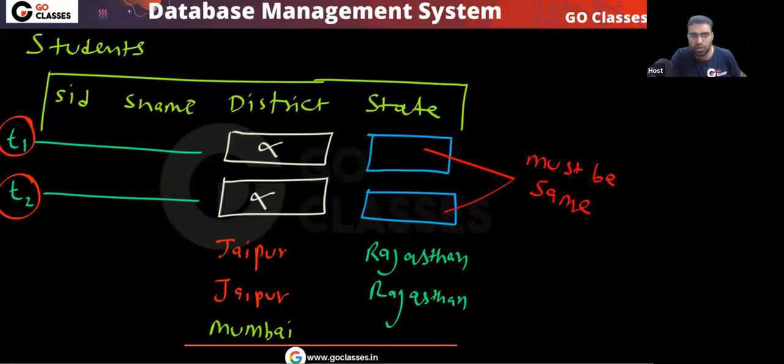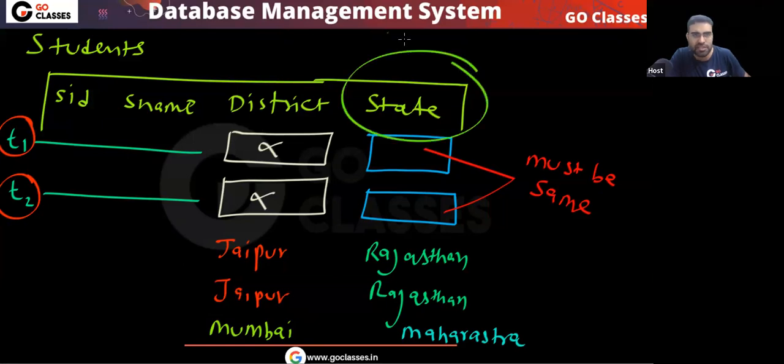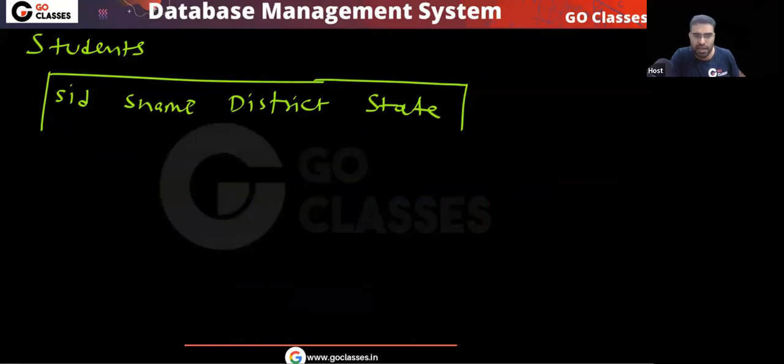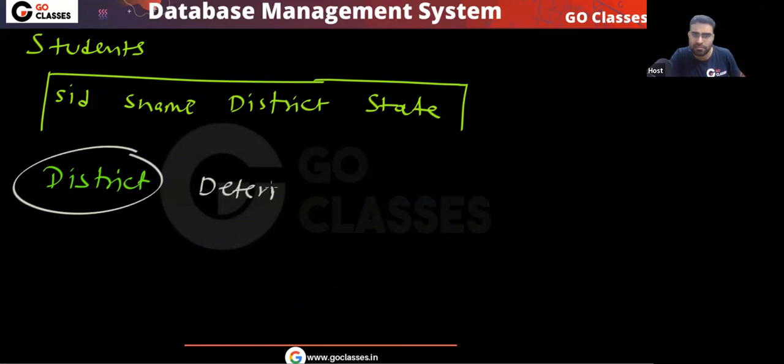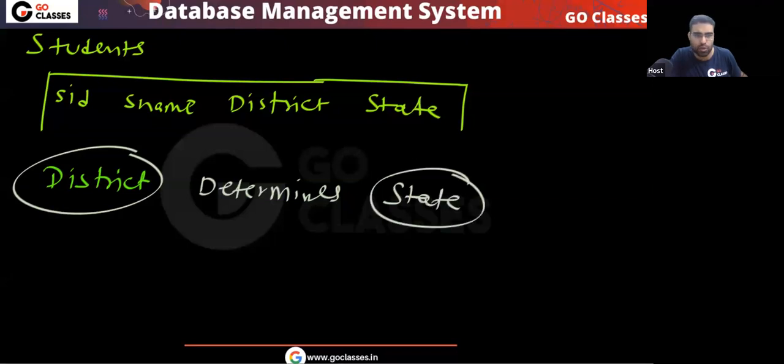Very simple point: if you know that district is Mumbai, then the state name will be Maharashtra. Is this clear? So I can say this district determines state. This column, this attribute, determines this attribute. If you know the value of the district attribute, then you can find out the value of the state attribute. So I can say the district attribute determines the state attribute.